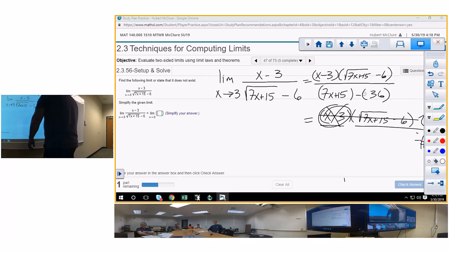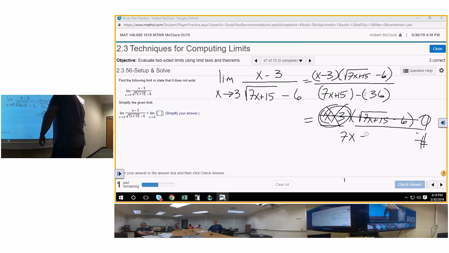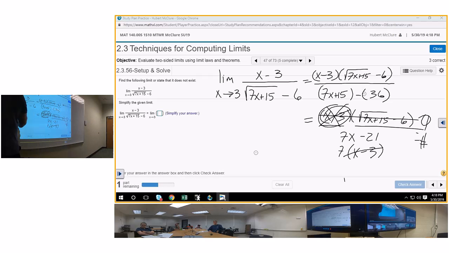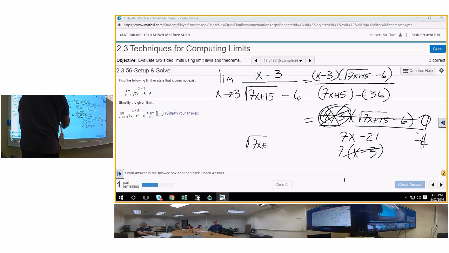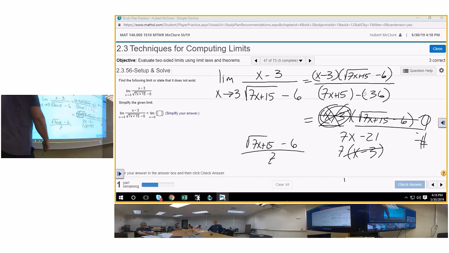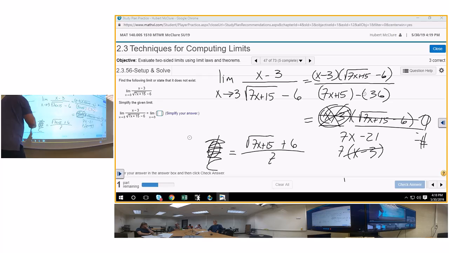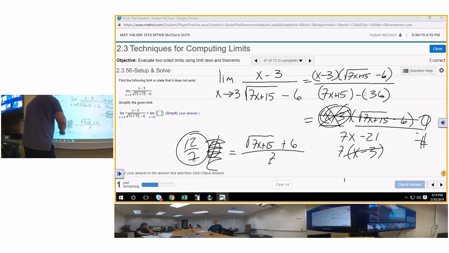So that'd be 7x minus 21. Okay, the 7's cancel. The 7 comes out. X minus 3, they cancel. So you're left with the square root of 7x plus 15 minus 6 over 7, and then plug the 3 in. That'd be 21 plus 15, that'd be 36, minus 6, that'd be 0. It still comes out to be 0, doesn't it? Yeah, because it's supposed to be plus 6 on top, not minus 6. Dadgummit. So it'd be 12 over 7. Oh, thank you. 12 over 7. That means it's time to quit.